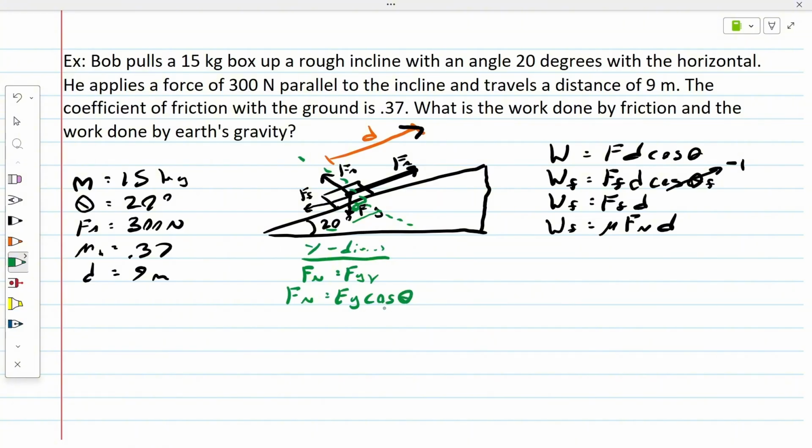And so we have Fg times cosine theta because of where the angle is off the horizontal. And then we know Fg is equal to mg cosine of theta. So now we know what Fn is, and we have all these other variables, so we can plug this back into the work by friction.